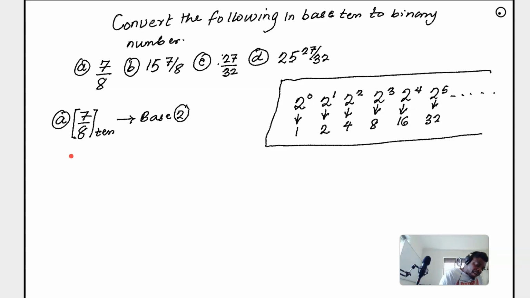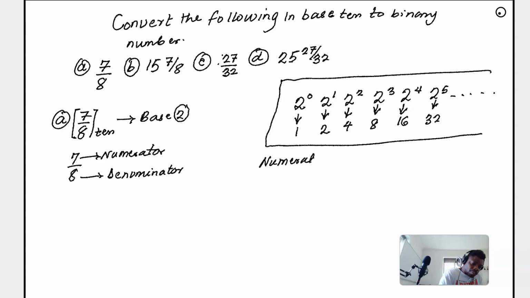We'll see. Remember, we have 7 over 8. 7 is known as the numerator, right? What is up on the fraction. Then 8 is known as the denominator. That means what is down on the fraction. So you have the numerator and the denominator. But in this case, we are only interested in the numerator. So numerator is equal to 7.